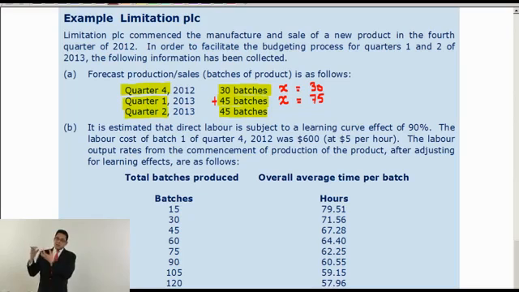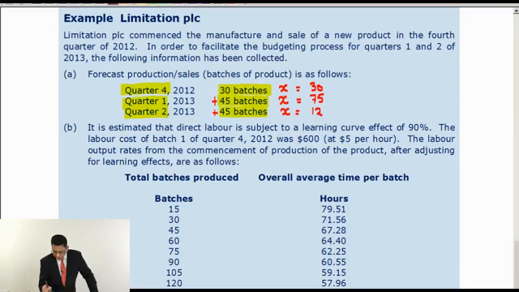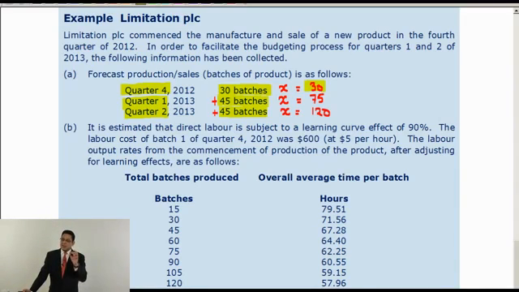Okay, so it is a continuous process. As quarter number 2 has ended, we would add another 45 batches, and now x becomes 120. Meaning to say, if we are applying the formula for quarter number 4, we will consider x equals 30. So y equals ax to the power b, and x will be 30. But if we are doing the budgeting for quarter number 1, x will be considered as 75. And then when we finish off quarter number 2, x will be taken as 120.